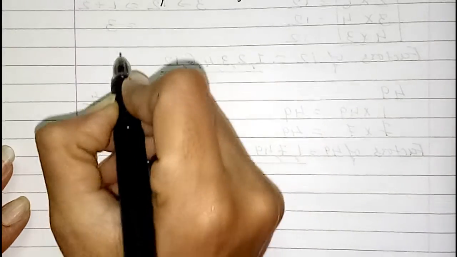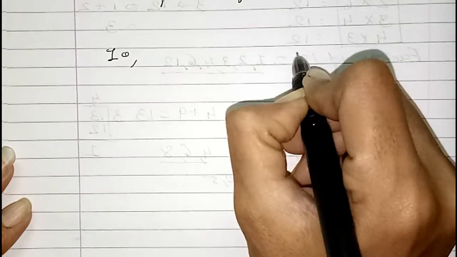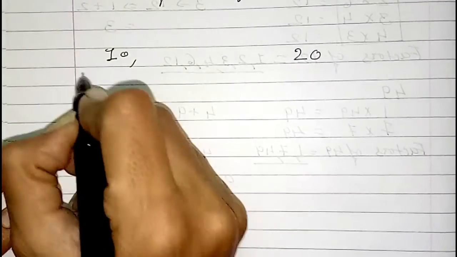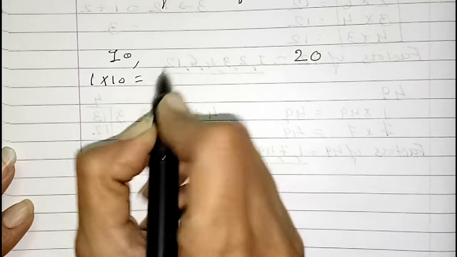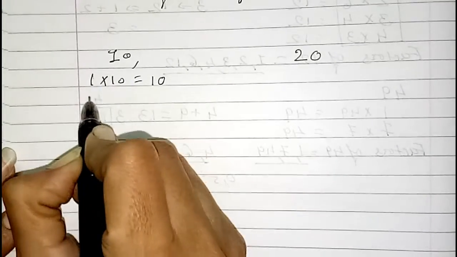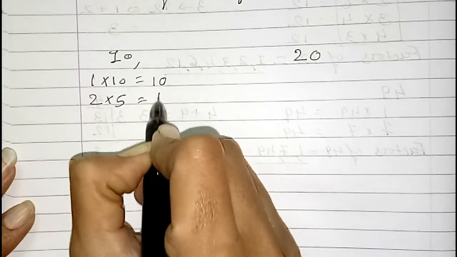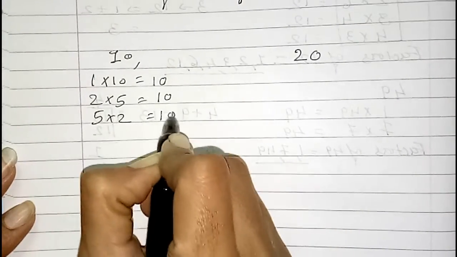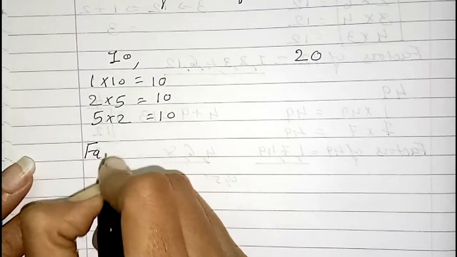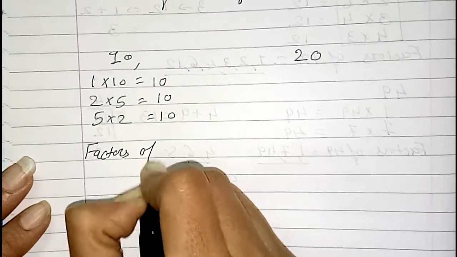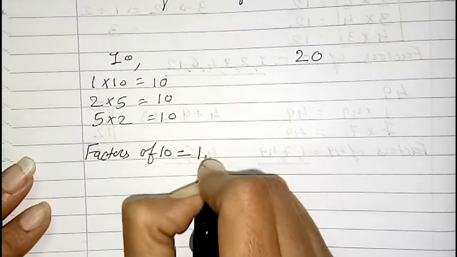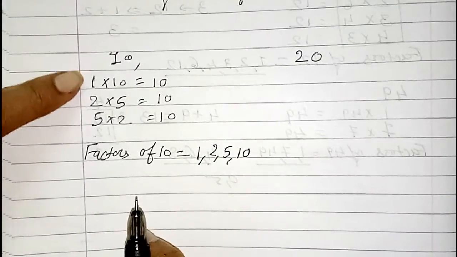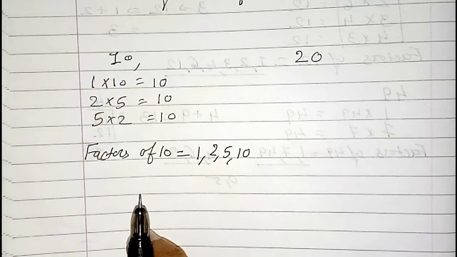Now let's take two numbers, 10 and 20. First we will find the factors of 10. 1 10s are 10, 2 5s are 10, then 5 2s are 10. So factors of 10, right? It's compulsory. Factors of 10 are 1, 2, 5 and 10.